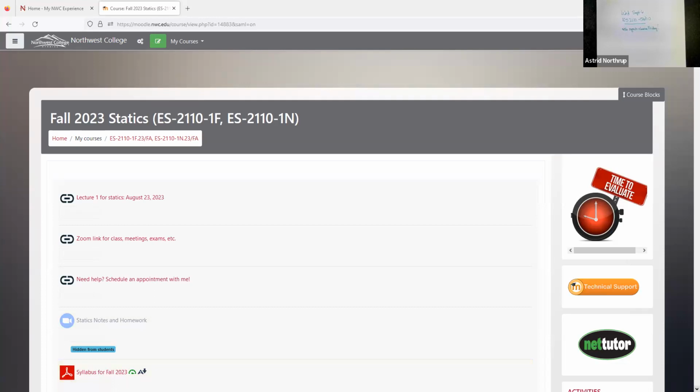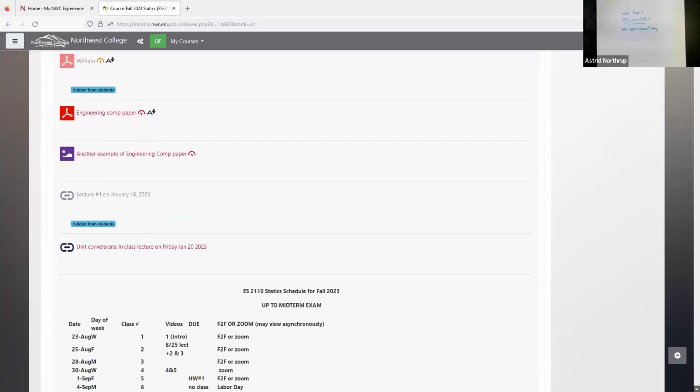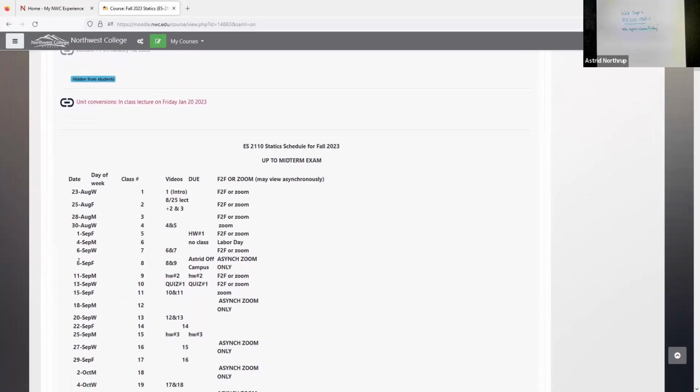So if we take a look at our schedule, where we are right now, today, September 6th, we are talking about lectures 6 and 7. And then on Friday, when I will be off campus, we'll be doing 8 and 9. So when we meet again on September 11th, which is Monday of next week, we will be back face-to-face or Zoom. So you have that option for a synchronous instead of asynchronous component.